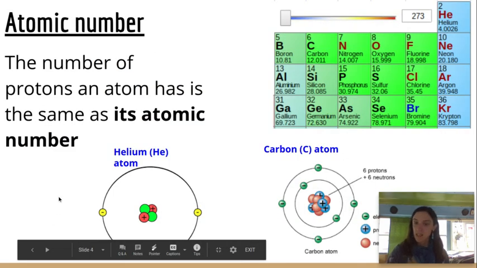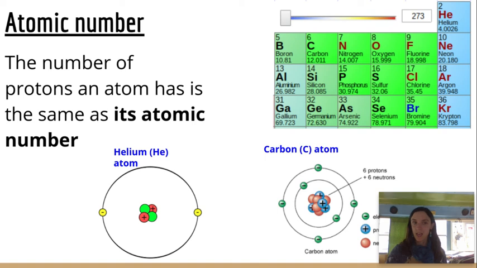The last thing that I want you guys to understand today is atomic number. So this is a section of the periodic table. It's the upper right-hand corner of the periodic table. And the atomic number is that number that we've assigned each element. That number is the same as the number of protons that element has in one atom.